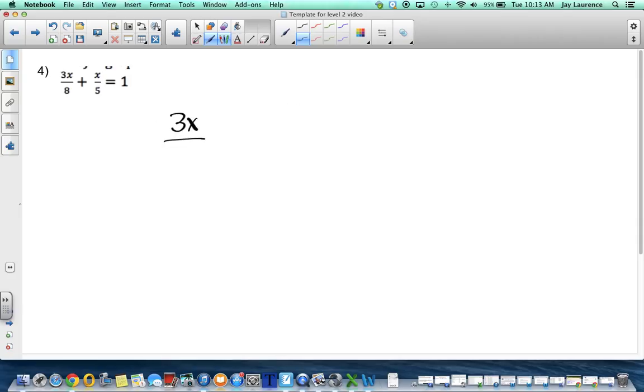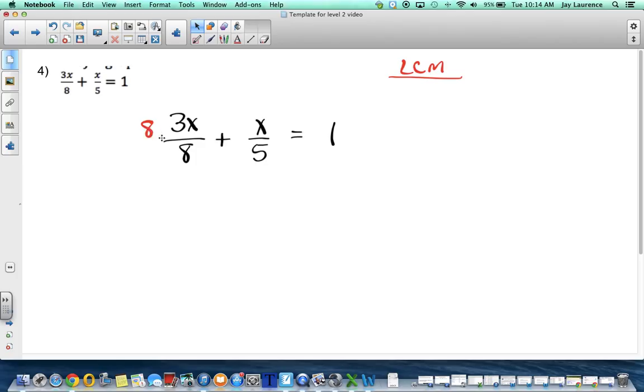We have 3x over 8 plus x over 5, and I'm rewriting it so that I can show the work better. I don't like this problem because there are fractions involved, so I'm going to multiply by the least common multiple. Some of you want to multiply by 8. The problem is multiplying by 8 will cancel these fractions, but it won't cancel with the 5, so 8's not going to work. Now some of you say, I want to multiply by 5 then. Well, 5 will work on this fraction, but it won't cancel out the 8. So what number am I going to use to multiply by to get rid of both fractions?